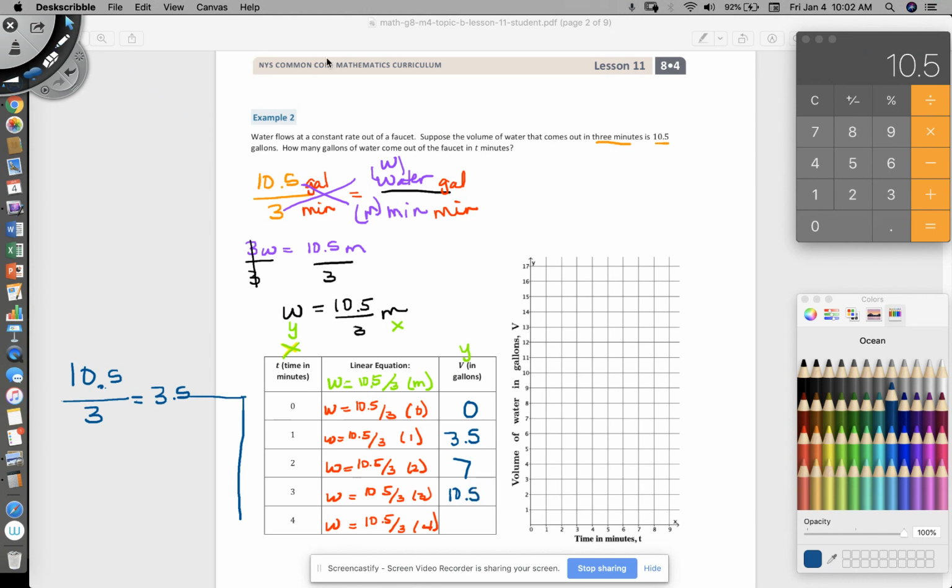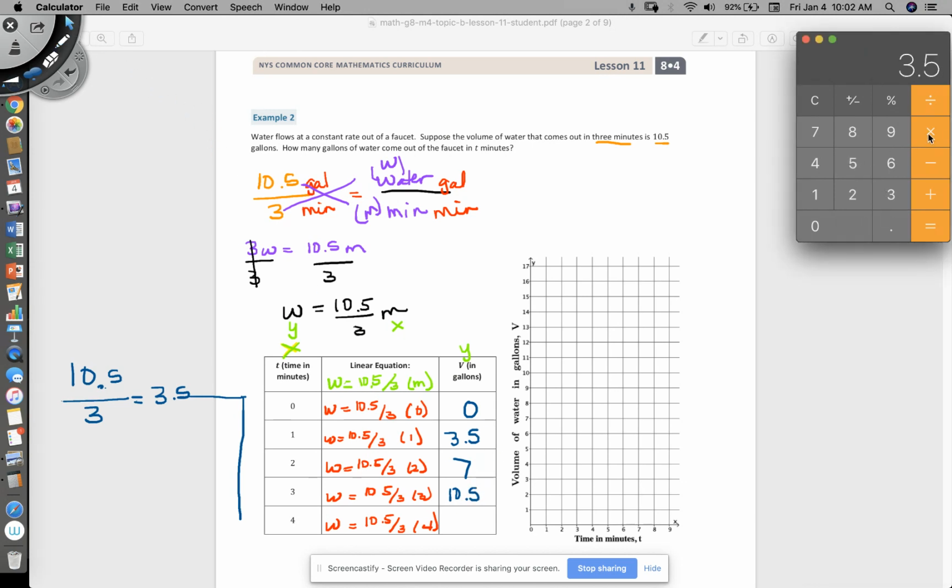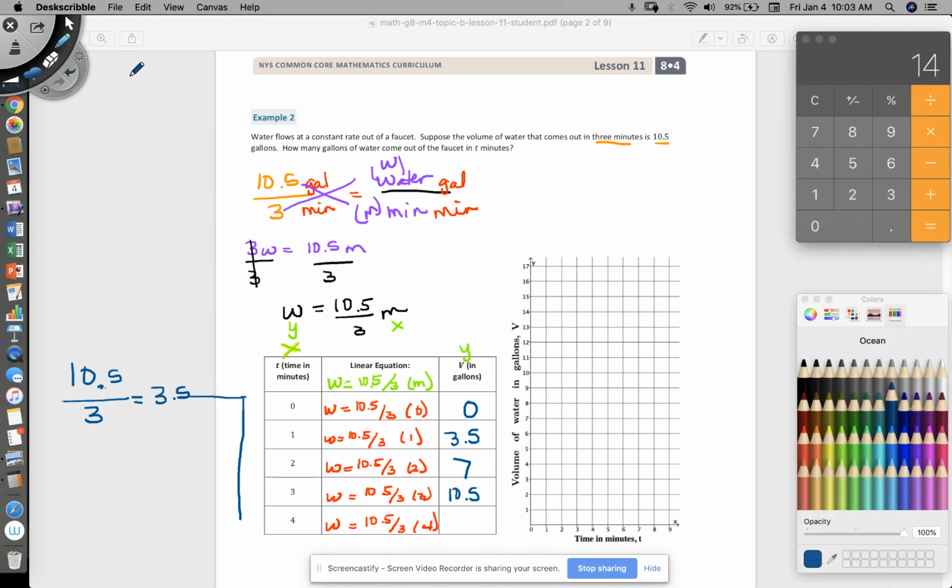And finally, the last one, 3.5 times 4 gives me 14. All right, and just like the last problem, you're going to go ahead and graph this. You do not need to graph every single dot, but you do need at least 3 to form that straight line. So I'm going to pick the easiest one there of 0, 0.